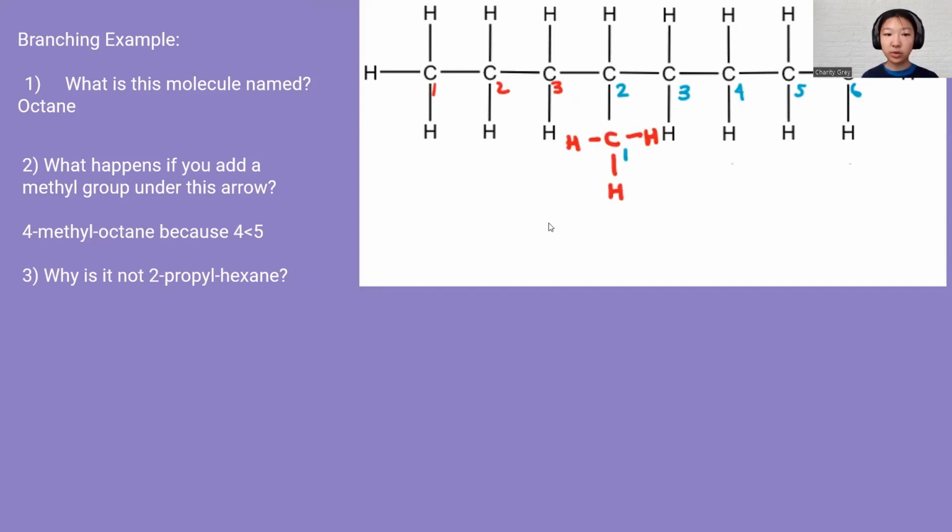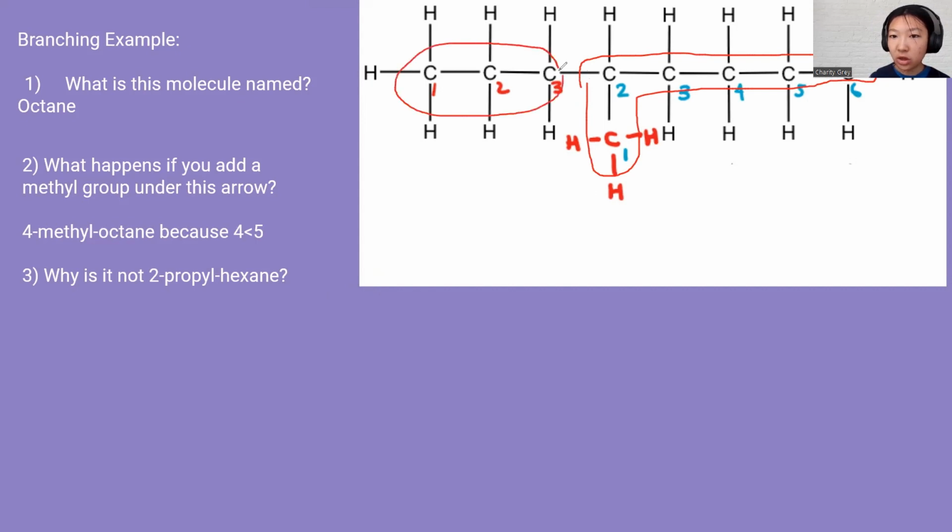Then we have another question. Why is this not called 2-propylhexane? See, technically we can have a carbon chain that is 6 carbons long, and then we have a 3-carbon long branch. So why is this not 2-propylhexane? Please pause the video right now and try it out yourself.